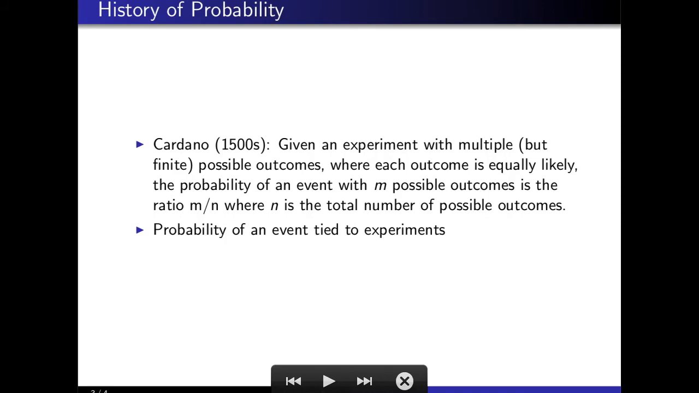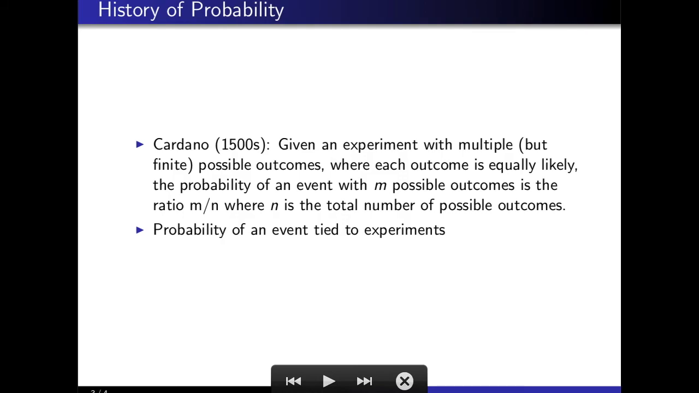Some of the other historical matters with probability. One is coming from the Italian mathematician Cardano in the 1500s. And the idea from Cardano with probability is that we're going to conduct some experiment. We have a collection of possible outcomes, and when each of our outcomes is equally likely, we can say that an event that occurs with m possible outcomes occurs with probability m divided by n, where n is our total number of outcomes.